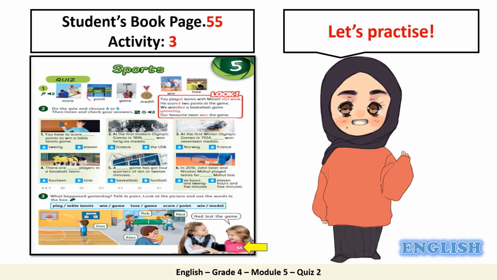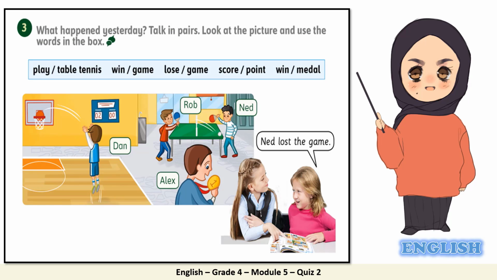Let's practice again. Open up your student's book, page number 55, activity number 3. What happened yesterday? Talk in pairs. Look at the picture and use the words in the box. What you're going to do here is to look at the pictures and describe what happened. Don't forget to use the verbs in the past form. Let me give you an example. Have a look at these two girls. Ned lost the game. Now I want you all to pause the video and do this activity by yourself.